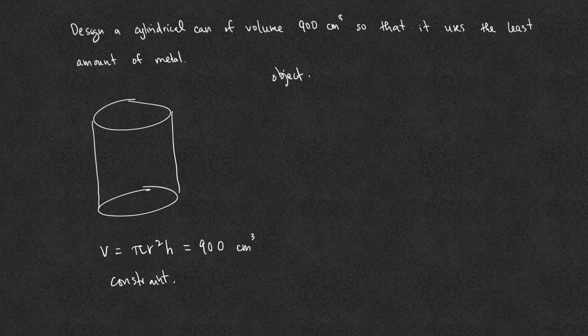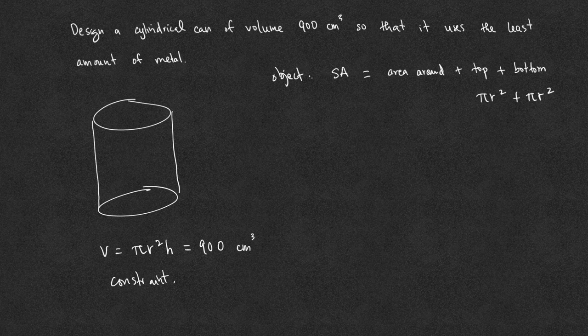The objective is to find the least, or to minimize, the surface area, where the surface area is the area around the can and the area on the top and the area at the bottom. Both the top and the bottom are simply pi r squared because we can assume that the top is a circle and the bottom is a circle.